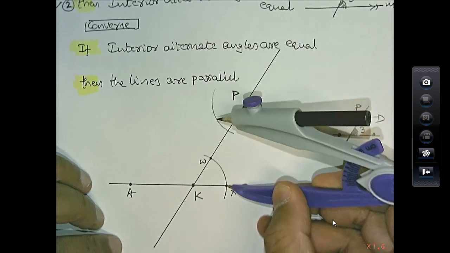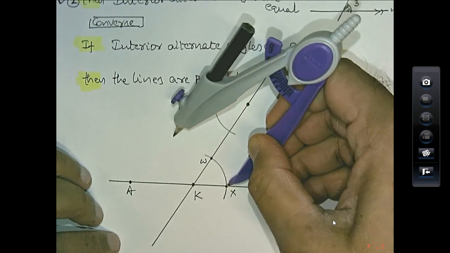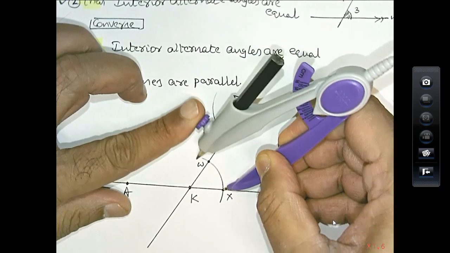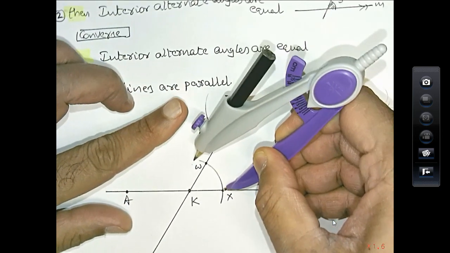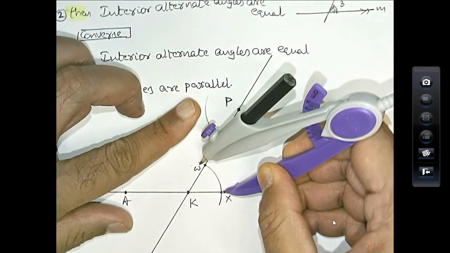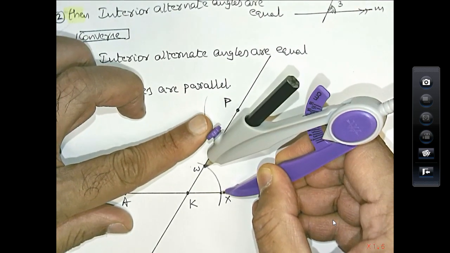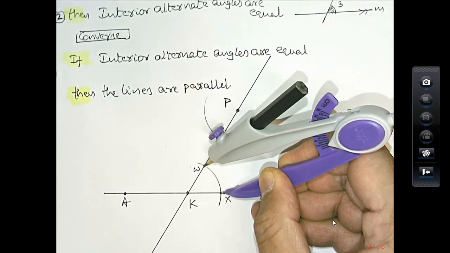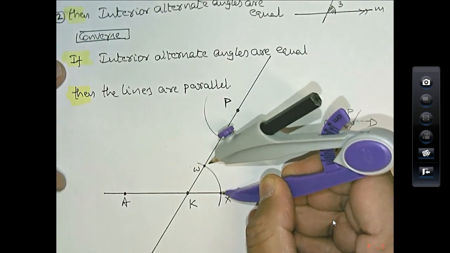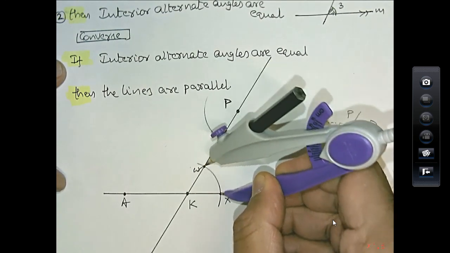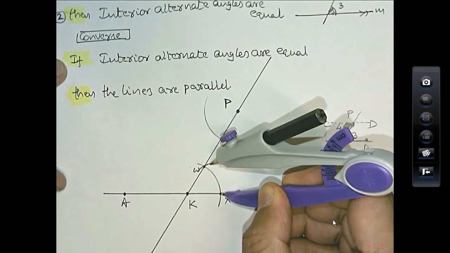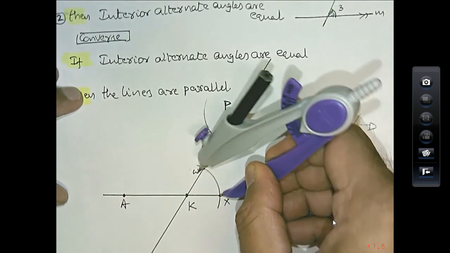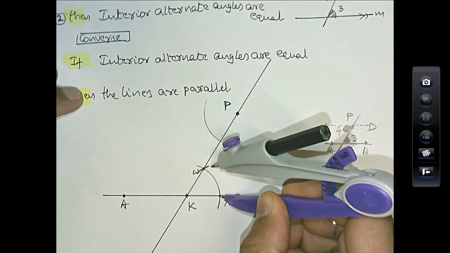Now, you can place it at X. Okay, is it touching point W or not? It's not touching. Then you can adjust. Is it touching point W? Touching point W. You can adjust a little here and there. Yes, it is touching point W. Do you see that? Now, draw an arc. Okay. Let me adjust a little. Is it touching point W? Yes, it is touching point W.